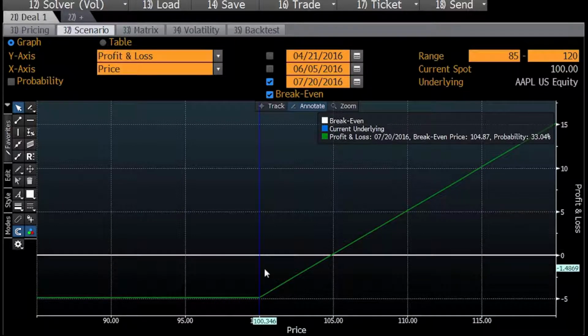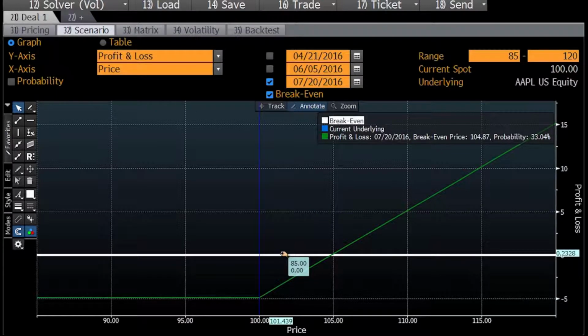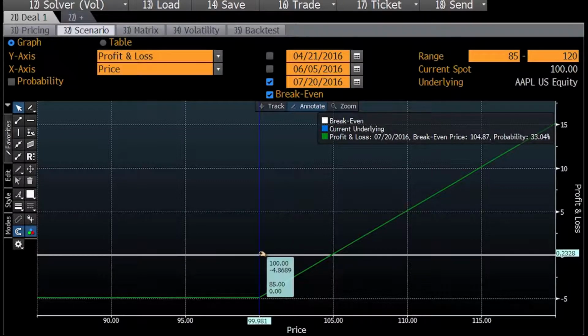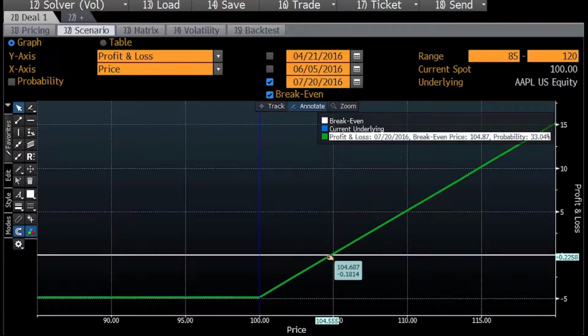So you can see from the hockey stick that when the strike kicks in at 100, every cent that the underlying rallies above 100, we are making a profit on our option, but because it cost us $4.87 to buy it in the first place, we need a rally of $4.87 to break even. Hence the break even is 104.87.